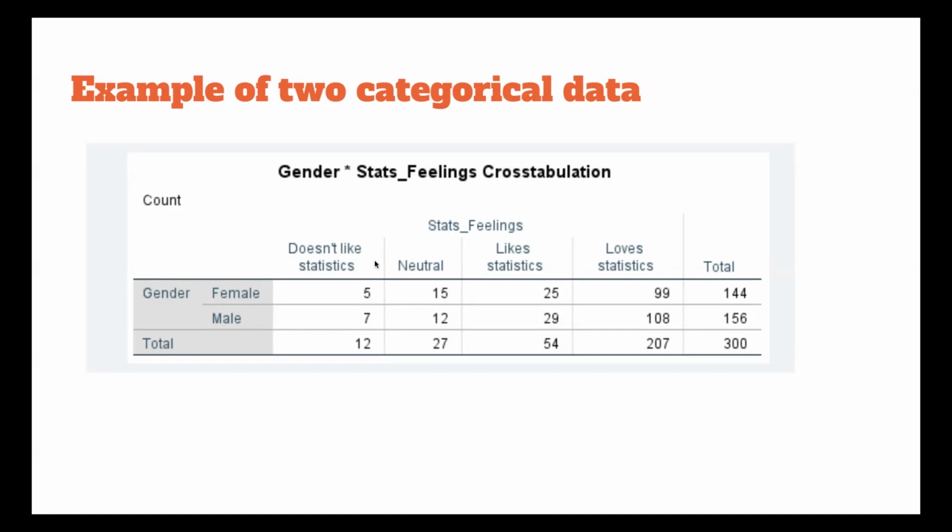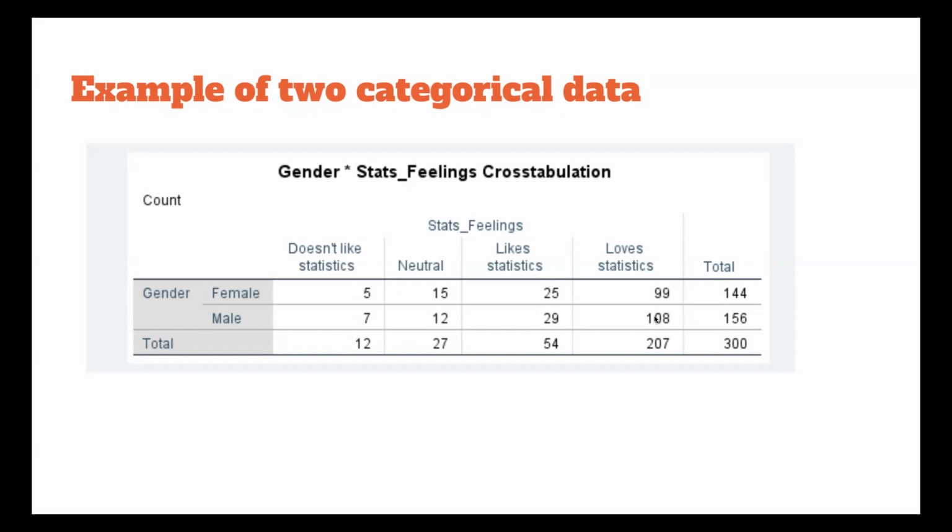Look at this. This is just a table. It shows categorical data. This is their feelings: do they like something, neutral, or they do not like it. So by gender, we can see for male and female, 7 females don't like it, 5 females like it.